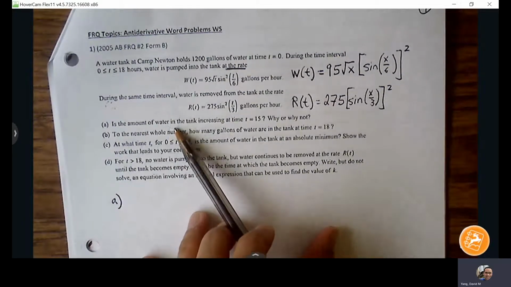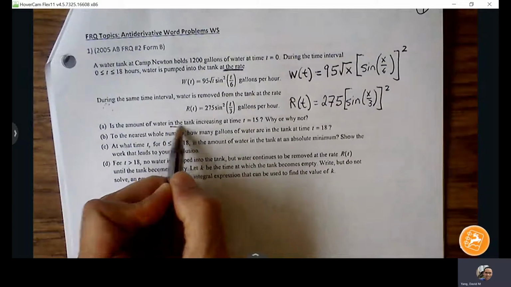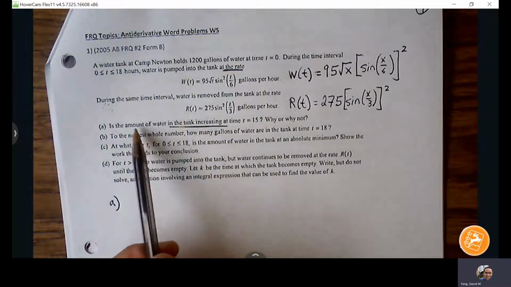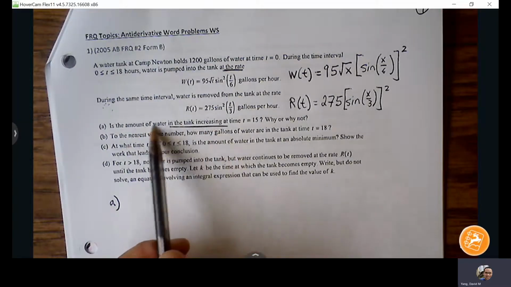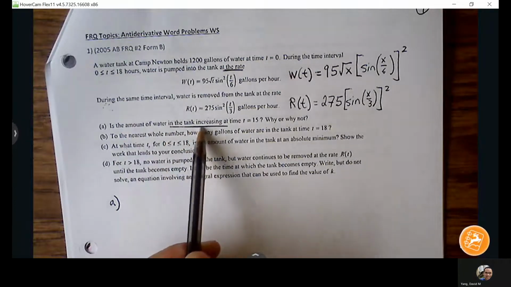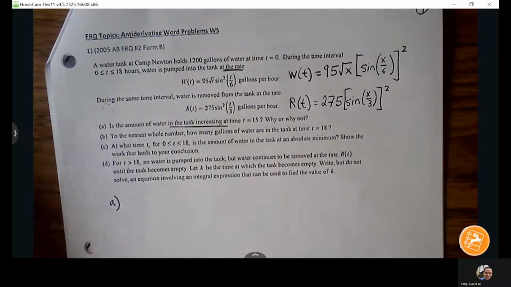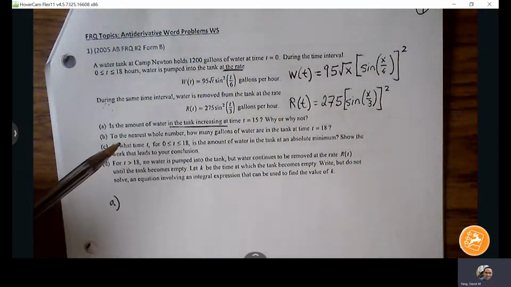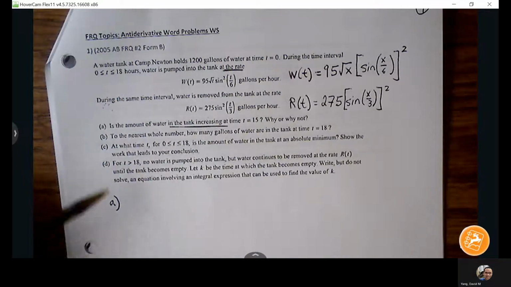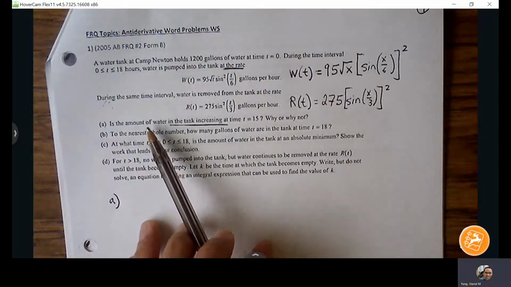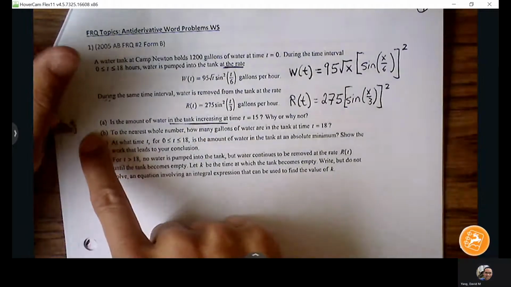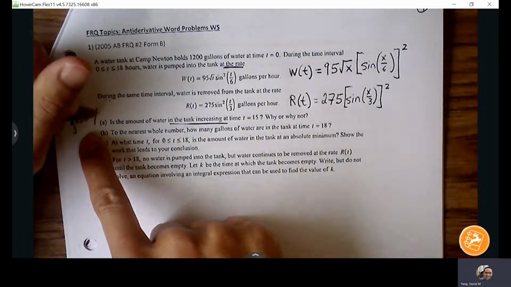Okay, so part A says, is the amount of water in the tank increasing at time t equals 0? So if we want to determine whether the amount of water in the tank is increasing or decreasing, what units are we looking for here? Will this be in terms of gallons, gallons per hour, or gallons per hour squared? Right, amount of water increasing. So this is just gallons per hour. Yeah.